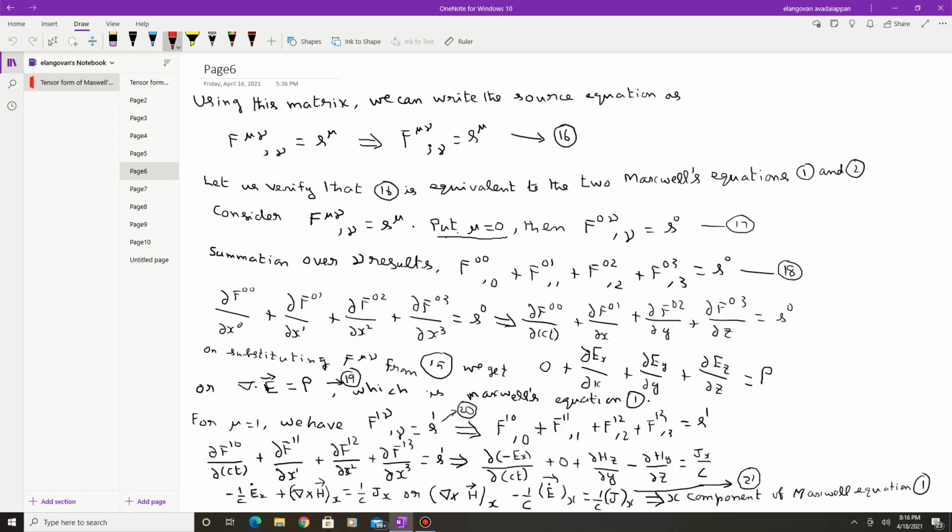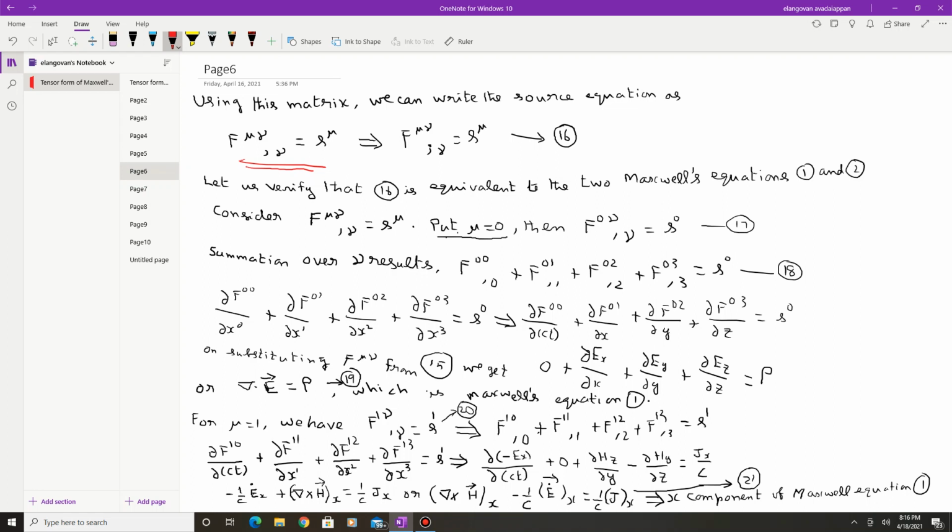Now using this matrix, we write the source equation: F mu nu comma nu is equal to S nu. So equations 1 and 2 can be expressed in this way. This is the normal derivative of F mu nu, which is equal to S nu. This represents equations 1 and 2.